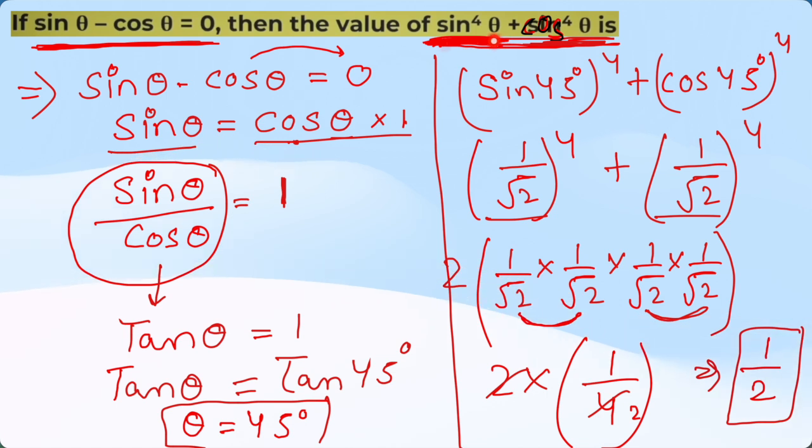Sine 4 theta means sine theta to the power 4. And theta is 45. So sine 45 to the power 4 plus cos 45 to the power 4. Sine 45 is 1 by root 2 and cos 45 is also 1 by root 2, right? So just take their power 4. I can write the same thing added 2 times, means 2 times 1 by root 2 to the power 4. On solving it, I got 1 by 2 as the answer. Clear?